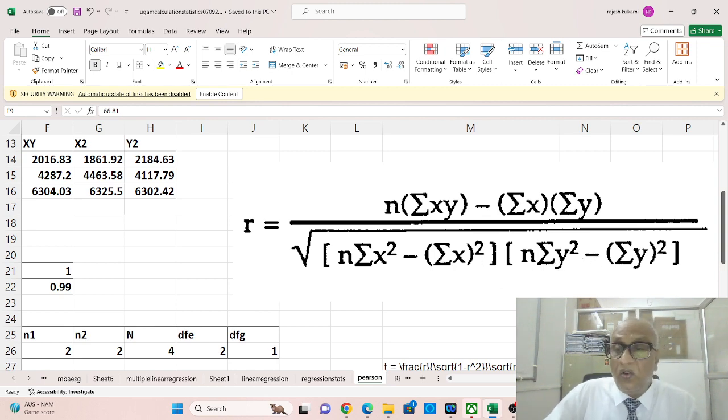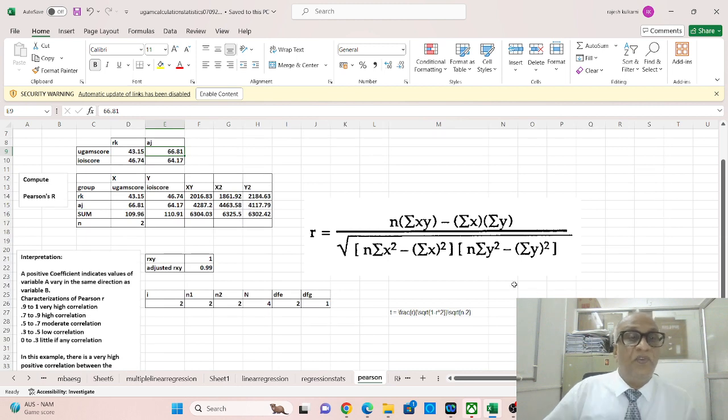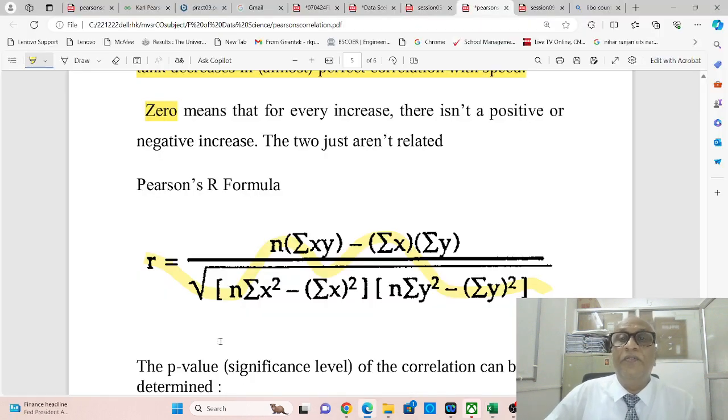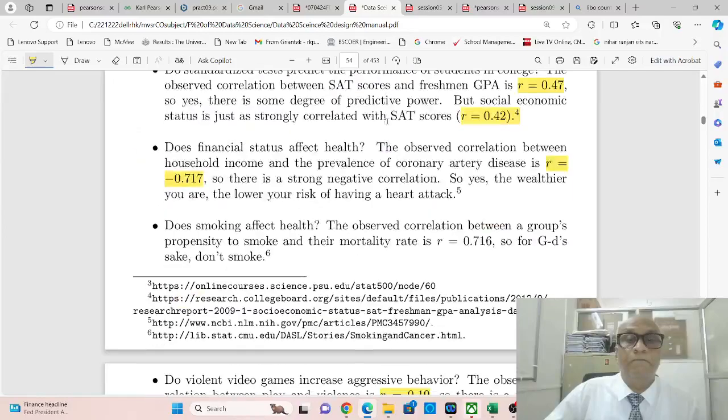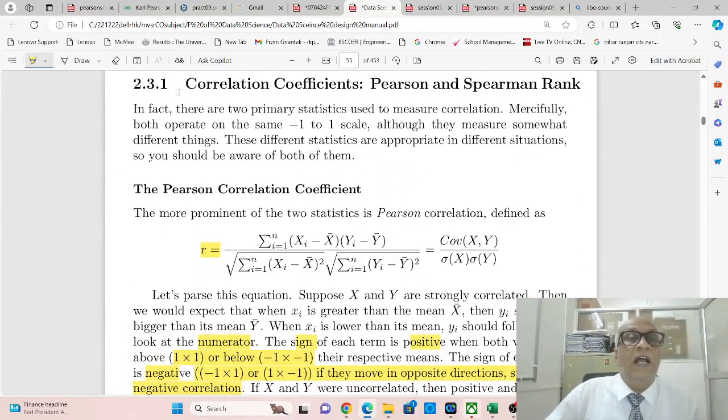Now, to understand it better, we'll look at these formulae. As mentioned, the two most frequently used correlation coefficients are Pearson and Spearman. Today's topic under discussion is Pearson's correlation coefficient. See, this is the formula here. R is the term used to indicate Pearson's correlation coefficient.